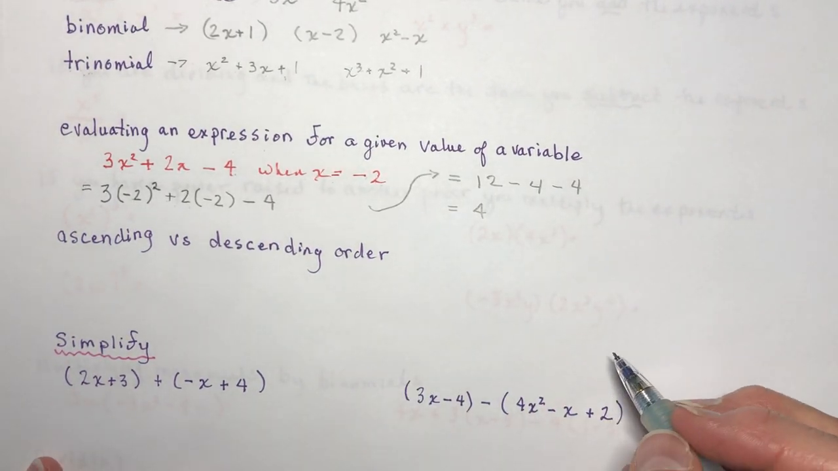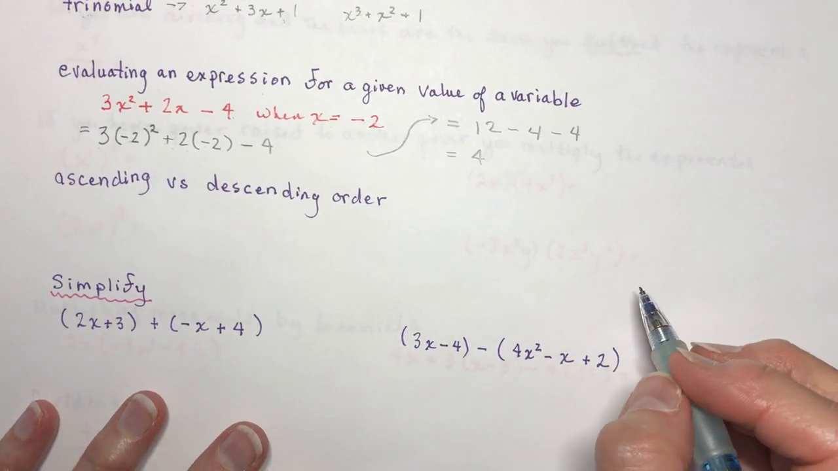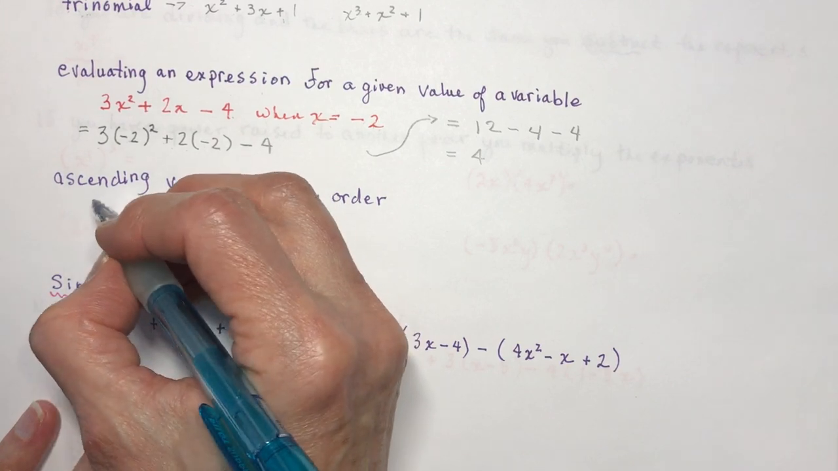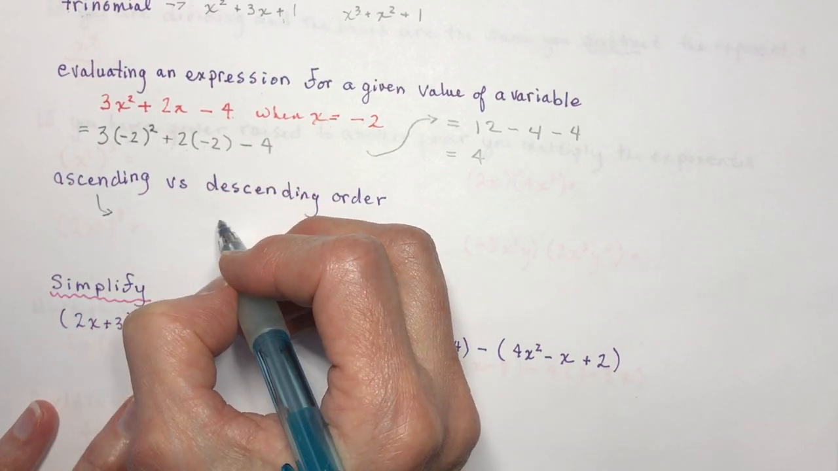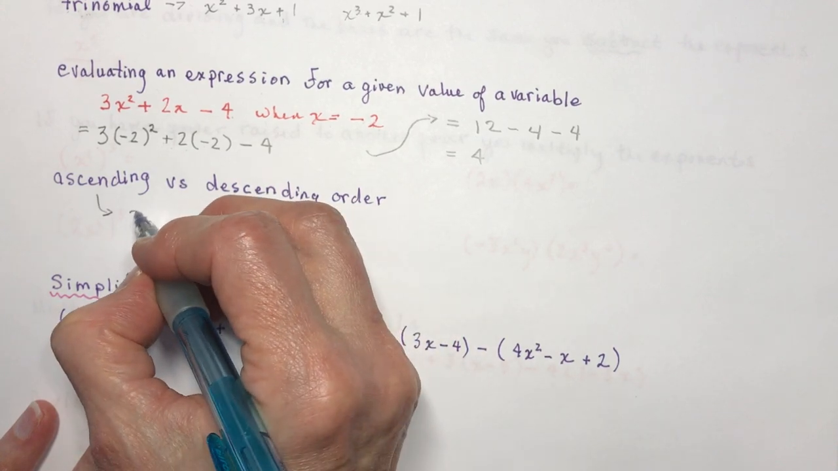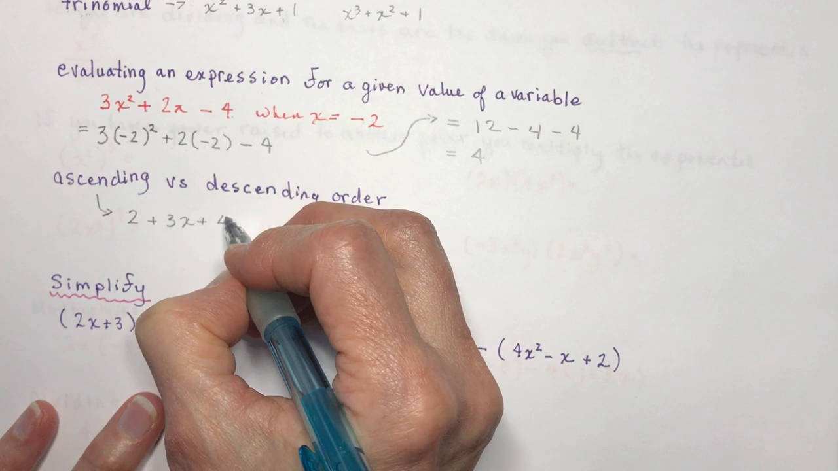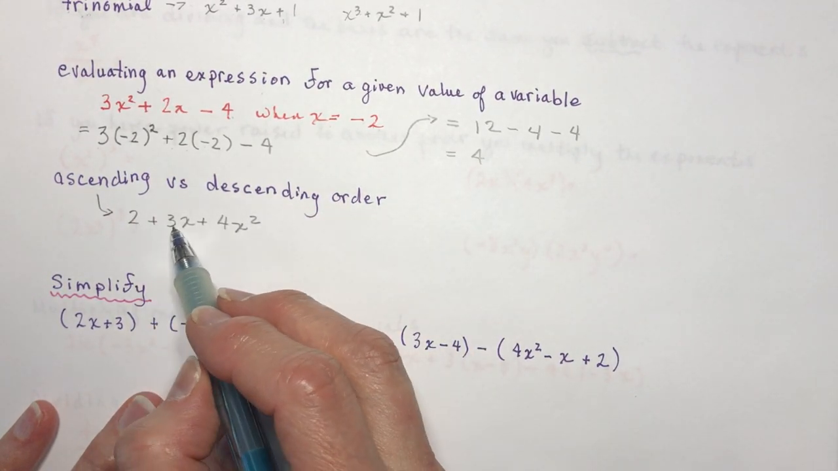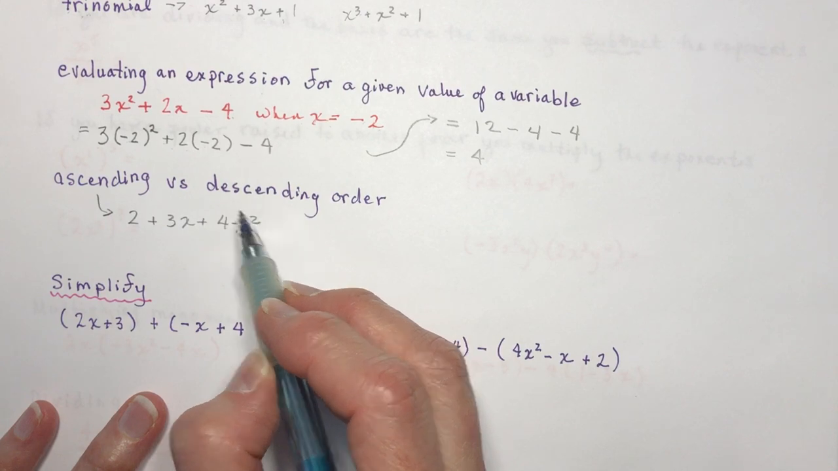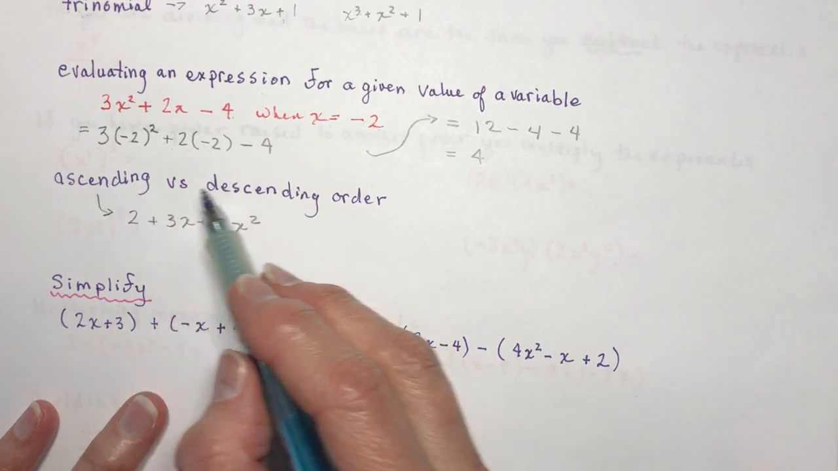Okay, now the ascending and descending order. If a teacher asks you to write something in ascending order, that means you're going to be going from the lowest degree to the highest degree. So something like 2 plus 3x plus 4x squared. That would be ascending because it goes x to the 0, x to the 1, x to the 2. Ascending means to go up. You ascend. You go up the stairs.